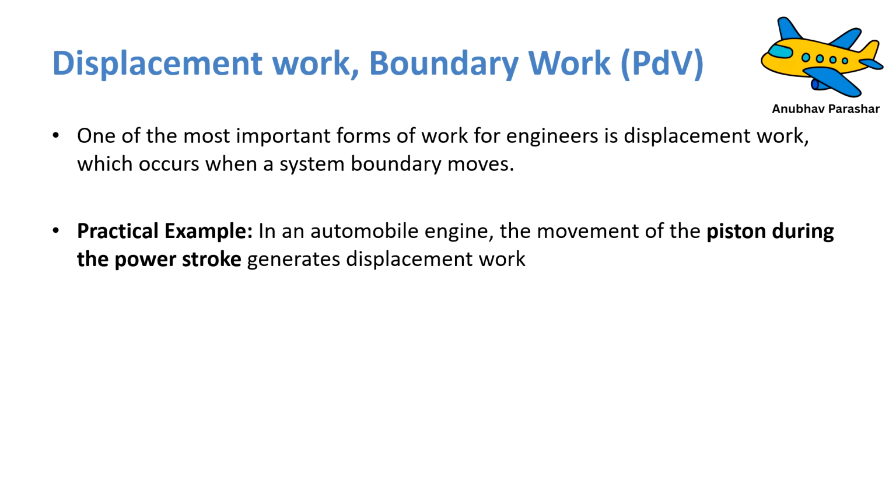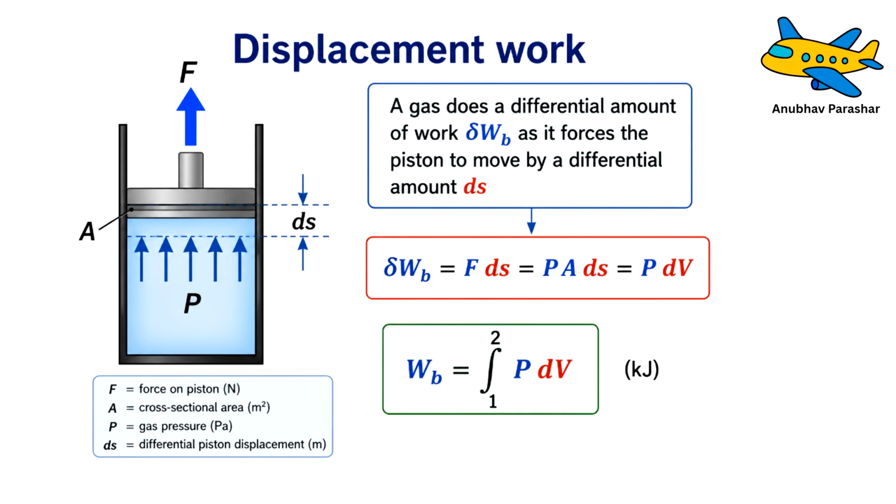Now, among work transfer, the most important work which engineers are interested in is the displacement work. As I told you, a very good example of displacement work is the movement of the piston during the power stroke of an IC engine. The power stroke of an IC engine generates the work. So we are very much interested in displacement work. Let us try to figure out how to calculate the displacement work.